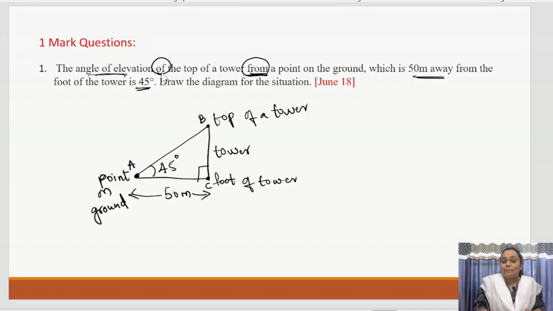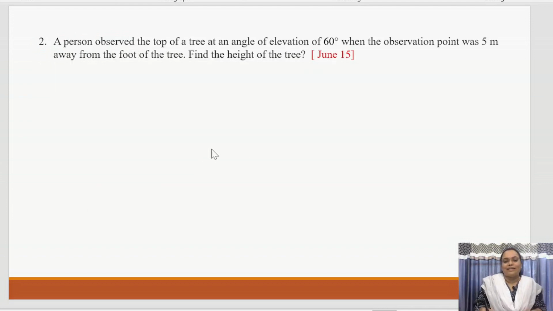You will be coming across "of" and "from" in these word problems. "From" will tell from where you are looking at the object, and "of" will tell to where you are looking at the object. Okay, clear? So let us solve the next question.